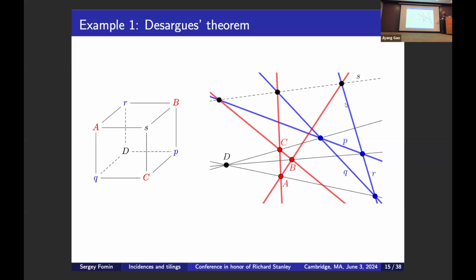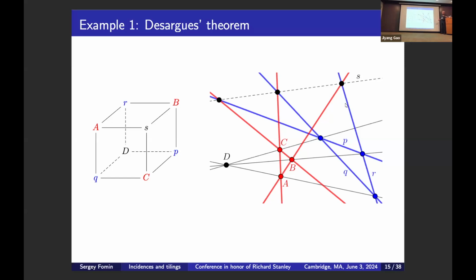For example, the front face of the cube, AC and QS. Well, AC, this is the line. Where is the line? Oh, I ran out of battery. Terrible.